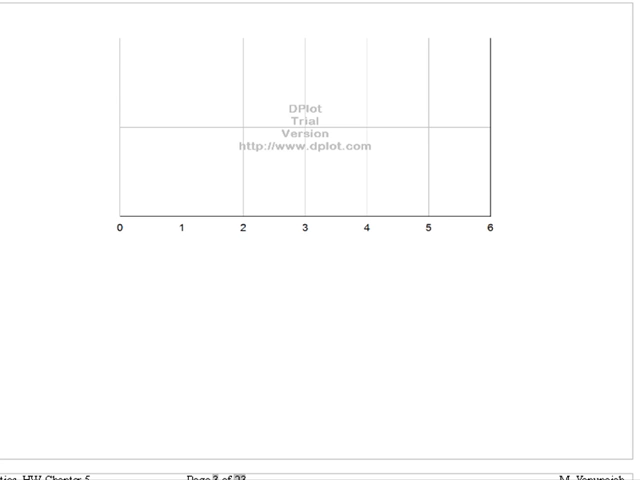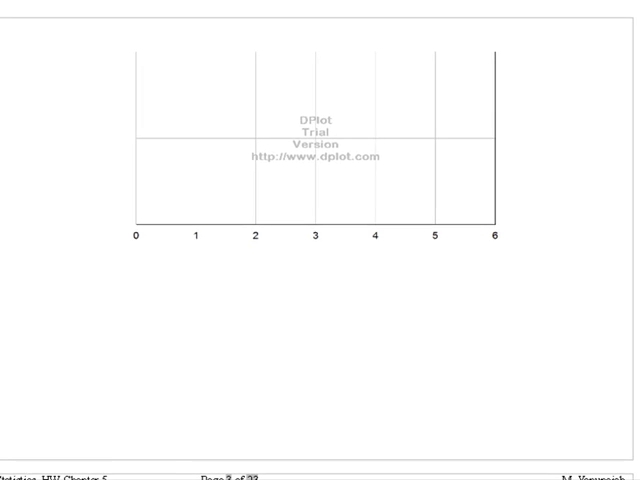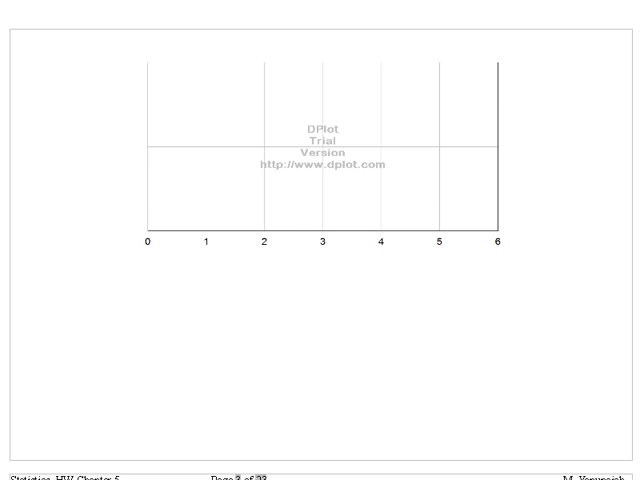So here's the graph. As you can see, it has this dplot trial version because I haven't got the license fixed up yet, so I'm still using the trial version. My original license ran out, so sometime in the future all the plots won't say dplot trial version.